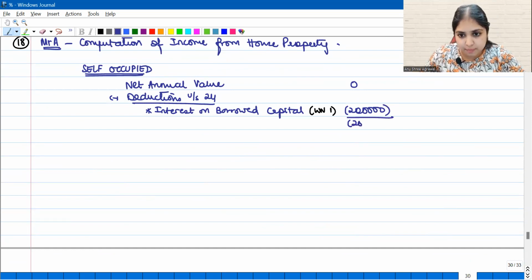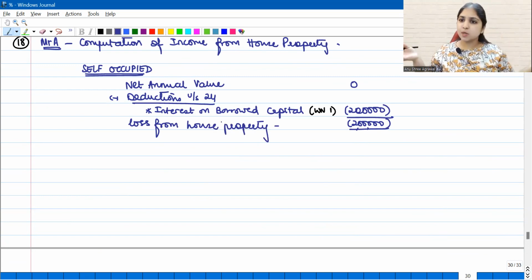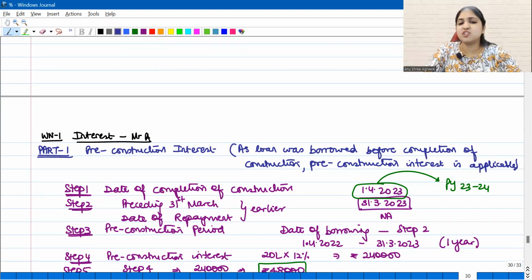So what's our net number? We'll get a negative 2 lakhs. We'll call this loss from house property. That's it about Mr. A, guys. So Mr. A, it was very simple. He had self-occupied both the units, so I'm doing the calculation as if one single house self-occupied. The most interesting part of this adjustment for Mr. A was the pre-construction interest part.